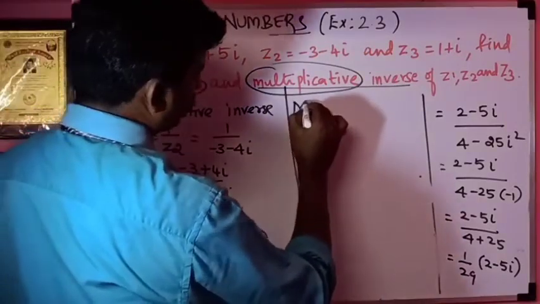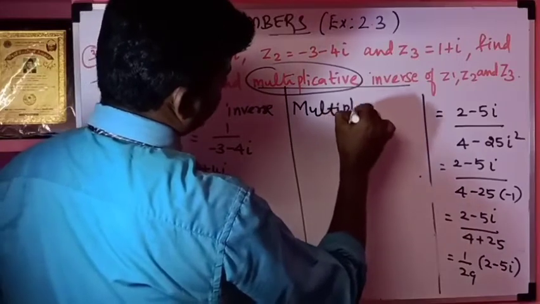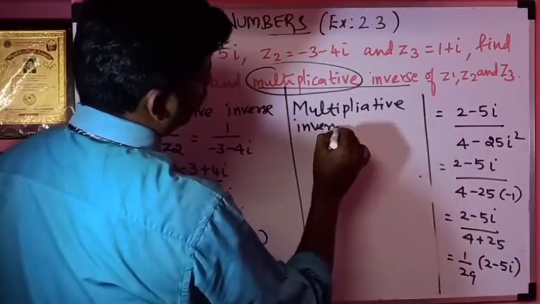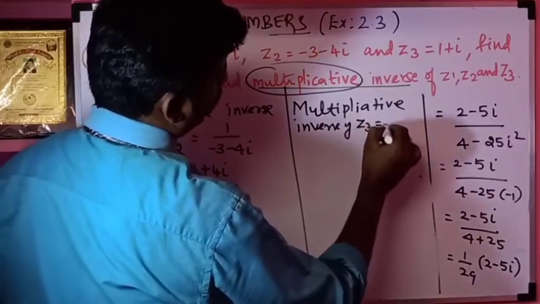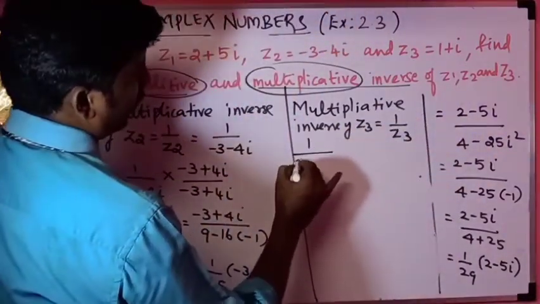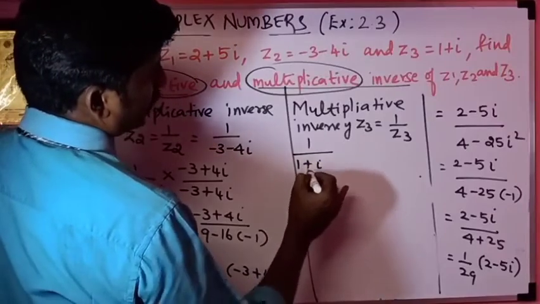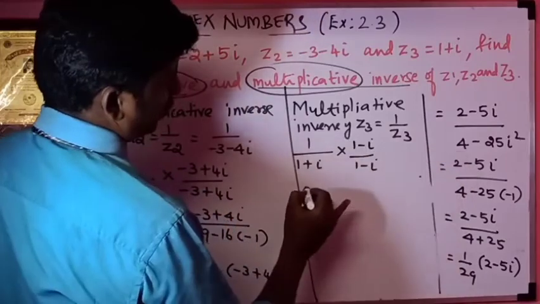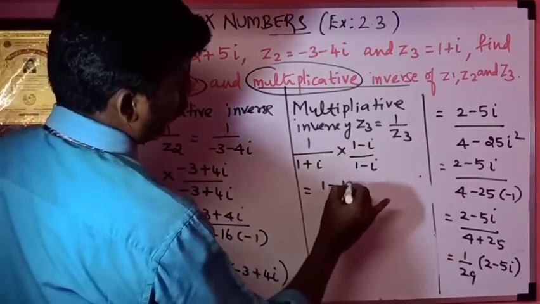Next, the multiplicative inverse of Z3 is equal to what? 1 by Z3. So 1 by, what is Z3? 1 plus i. Multiply by its conjugate value, 1 minus i by 1 minus i, which is equal to 1 into 1 minus i.